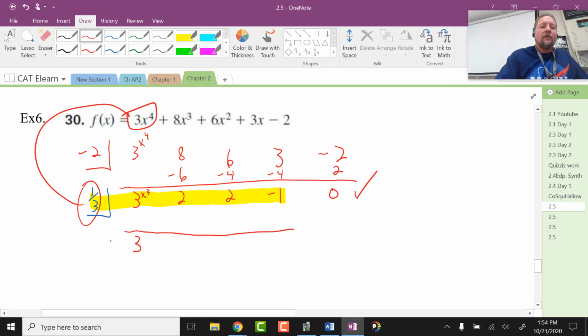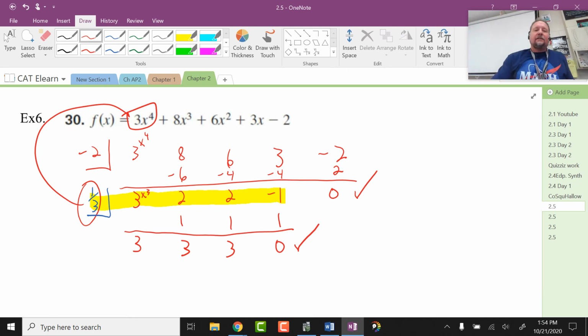Bring down the 3. Oh, this is easy. 1/3 of 3 is 1. Oh, look at this. 1/3 of 3 is 1. Boom shakalaka. So it is proof that 1/3 is the second 0.